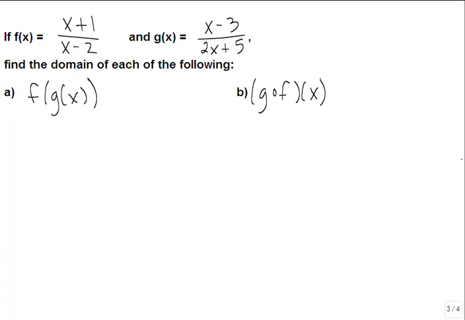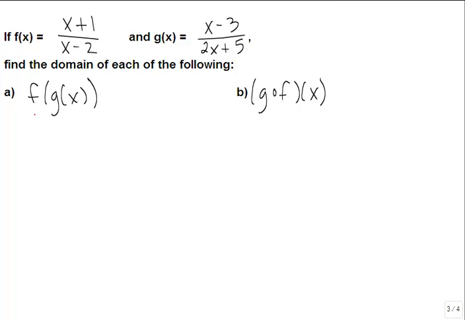So here are my two functions. f of x is this rational expression, x plus 1 over x minus 2. g of x is x minus 3 over 2x plus 5. And we want to find the domain of each. Now, unfortunately, the only way to find the domain of a composition is to actually find the formula for the composition first and then work from there.